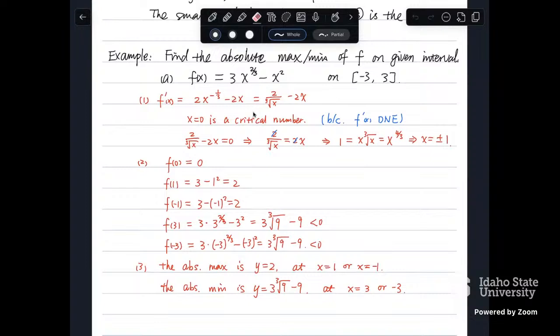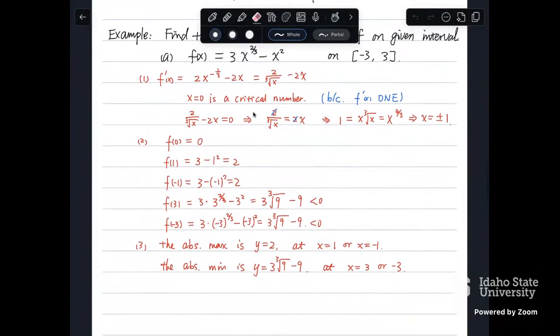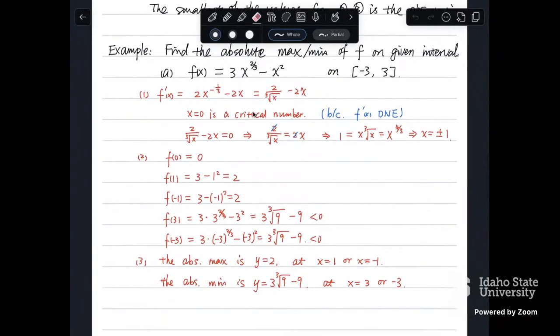Does this make sense? Okay, so this is the closed interval method, and it's one of the most important methods for optimization. Suppose that you have a function and you want to find the maximum value and minimum value. Later on, when we talk about optimization problems, we will use this approach to identify the maximum value and minimum value.